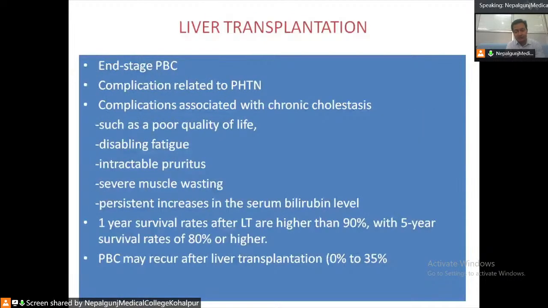And finally, the liver transplant. Liver transplant is basically done in end stage PBC, that is, complications of portal hypertension, as you all know, ascites, advanced grade 3 ascites. Other complications of cholestatic liver disease, like poor quality of life, intense pruritus, fatigue, muscle wasting, you can go for liver transplant. After liver transplant, 1 year survival is around 90%, and 5 year survival is 80%. Other thing is that if you go for liver transplant for PBC, the chances of recurrence are also high, and the recurrence is around 0 to 35%.